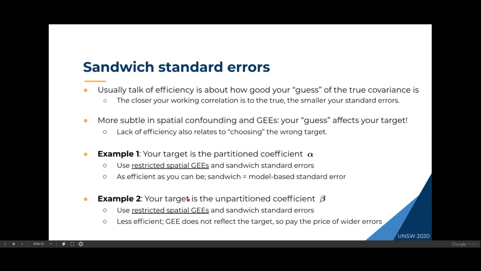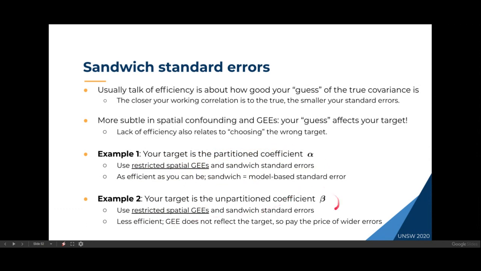On the other hand, suppose now your target is the unpartition effect beta. However, let's suppose you continue to use restricted spatial GEs and the associated sandwich standard errors. In this situation, you end up being less efficient. And the reason why you end up being less efficient is the GE doesn't reflect the target.